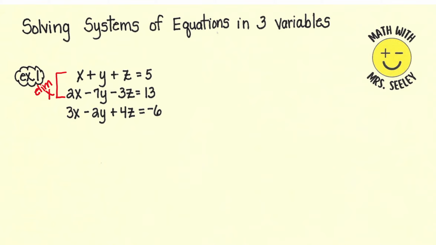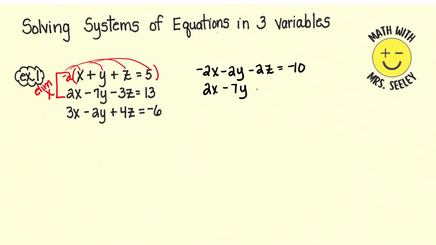If I do that, then this positive 2 would need to cancel with a negative 2. So I'm going to take a negative 2 and distribute it through that entire top equation. That gives me negative 2x minus 2y minus 2z is equal to negative 10. This middle equation, just bring it over just like it is.